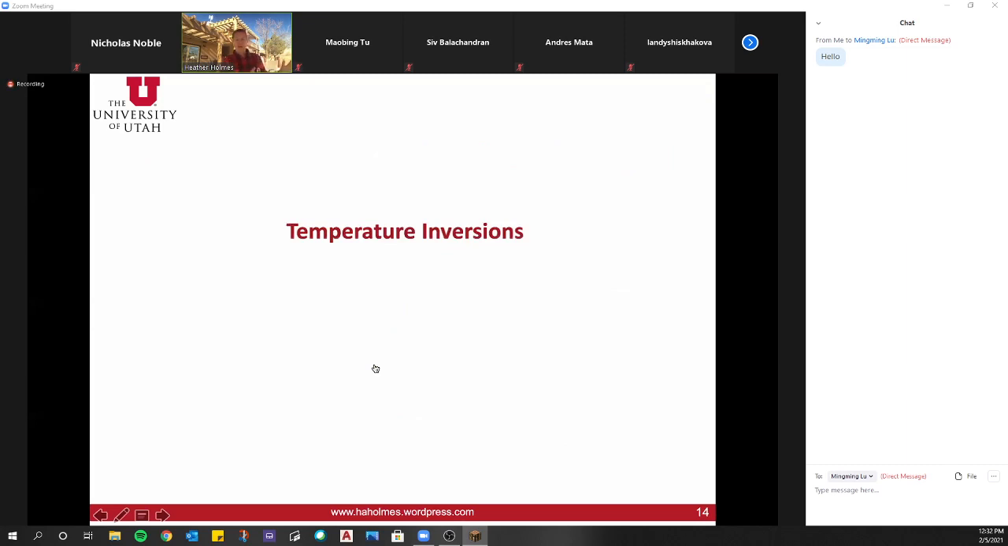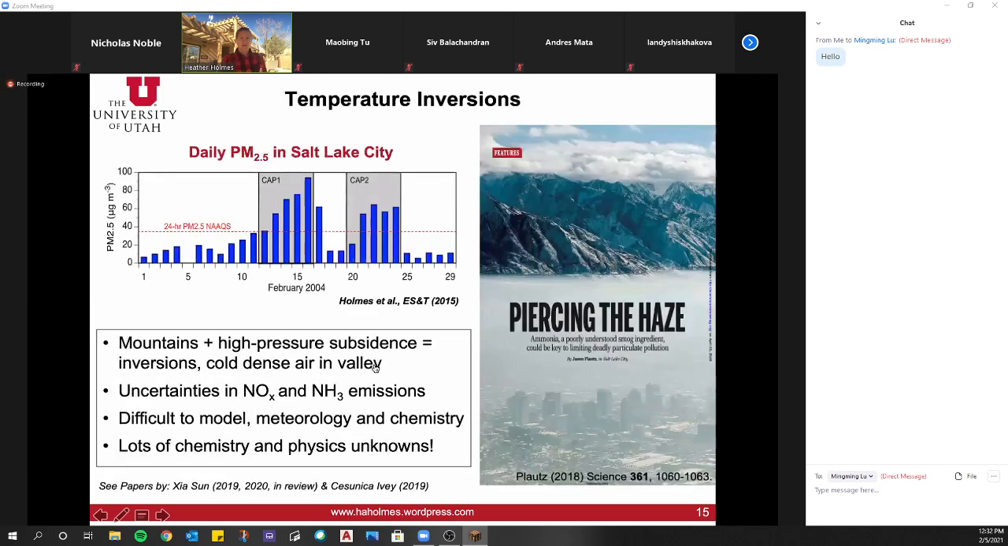So that's kind of all of the background information I'm going to talk about today. And now I'm going to talk about applying these tools to two different cases. The first is going to be temperature inversions. Here's kind of just an overarching motivation for that.